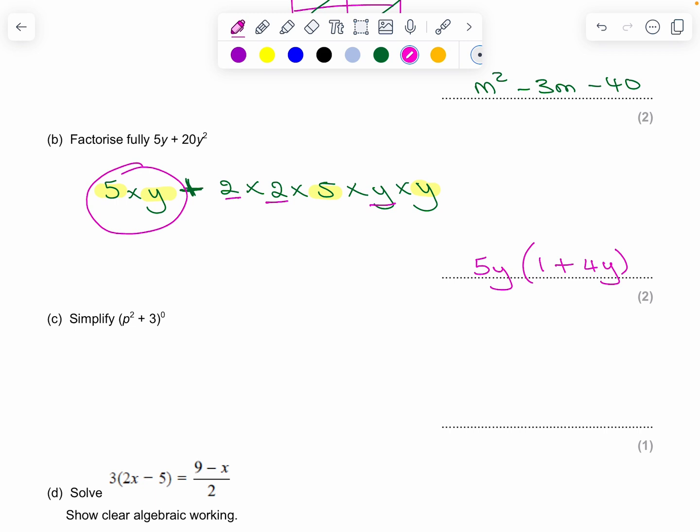See, anything to the power 0, it doesn't even matter what's inside that bracket. It could be 1,135,651. It doesn't matter what is inside that bracket. As soon as you raise it to the power 0, it is 1. Anything to the power 0 is 1.